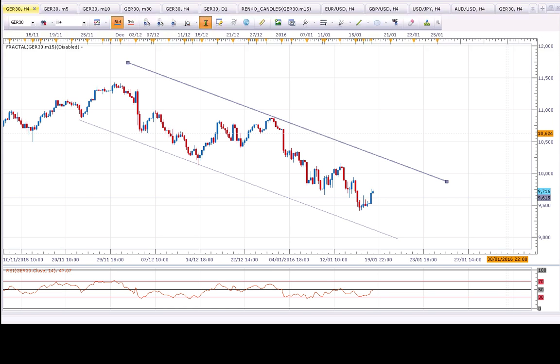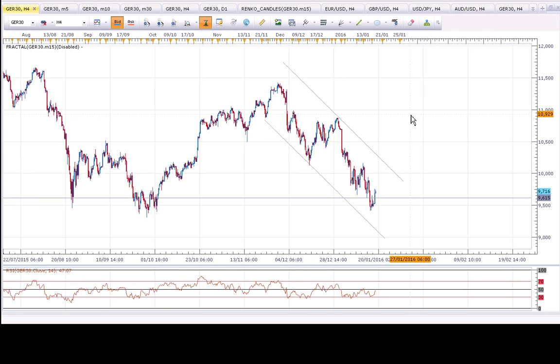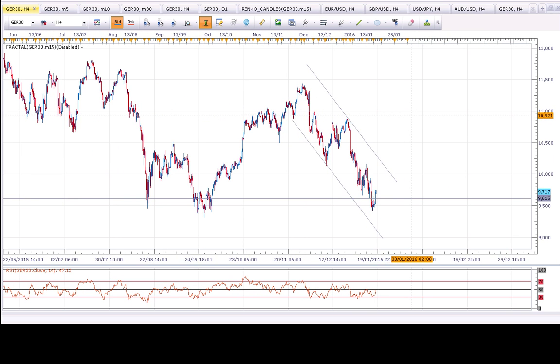So what is the use of them? Well, the reason that we use these is that you can often plot breakouts. So when price generally respects these levels, you can either trade a bounce from them or a break through them.